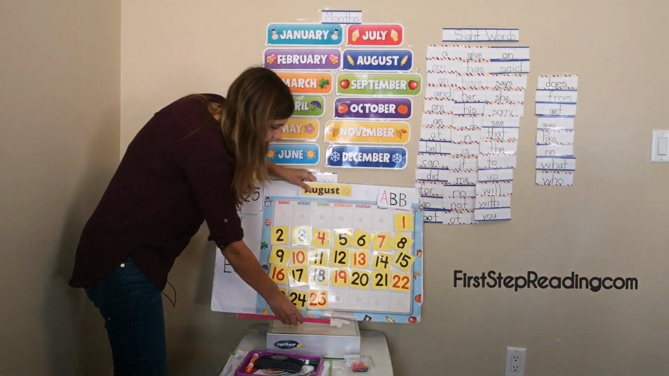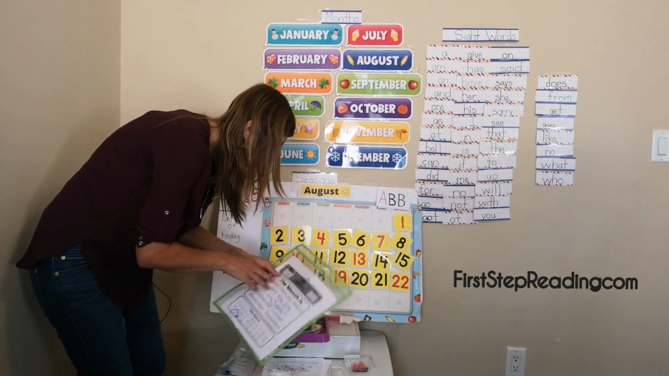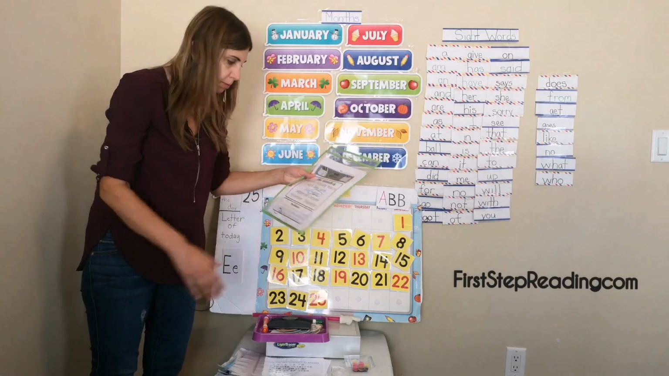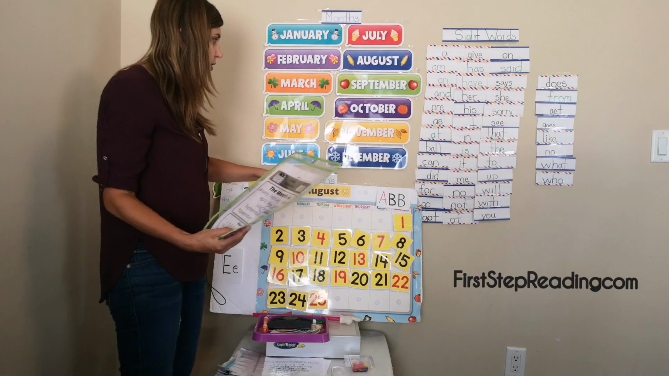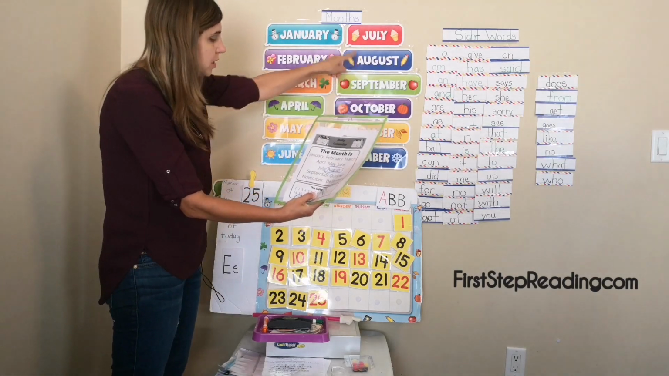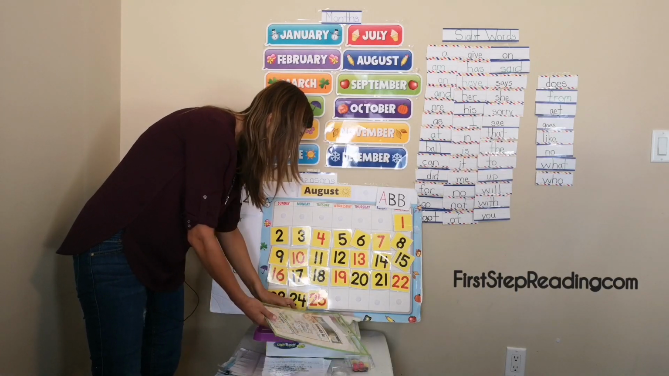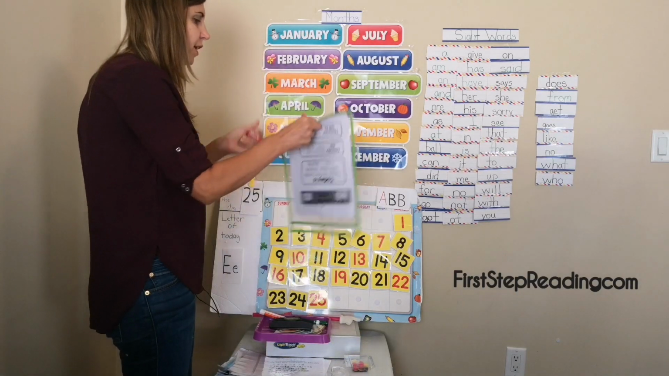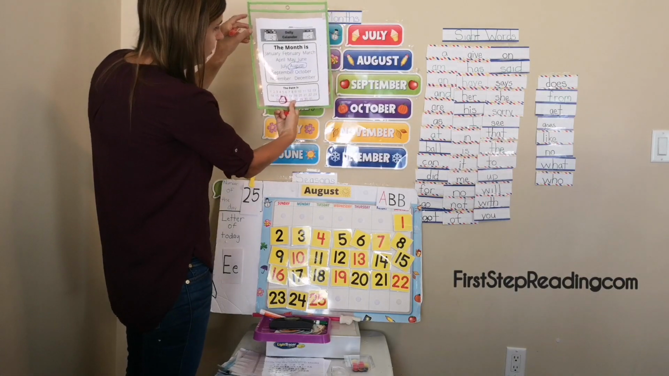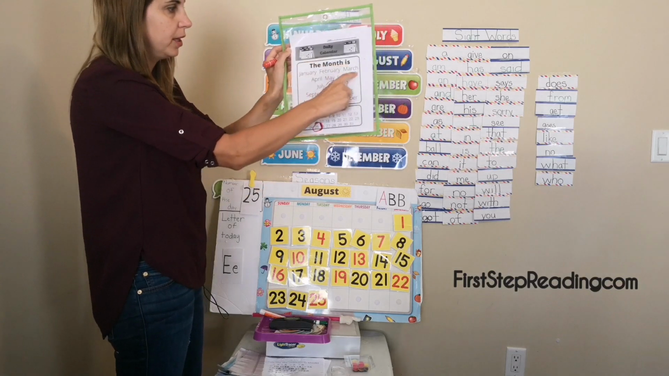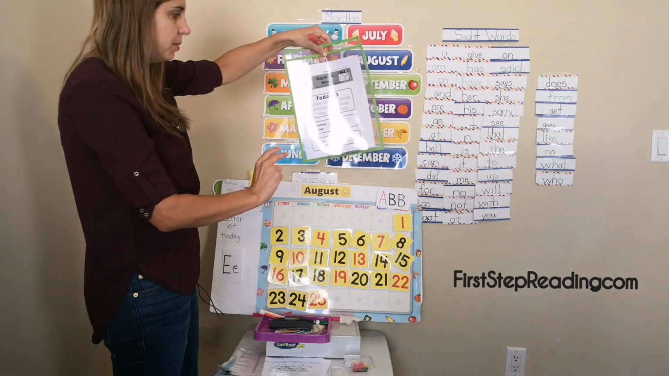If you're doing your calendar with me, all these worksheets you can print for free at First Step Reading. If you want to do your calendar, you need to circle August and 25, right? That's our number of today. Can you find 25? A 2 and a 5. That's what you circle if you're doing the calendar. August 25.